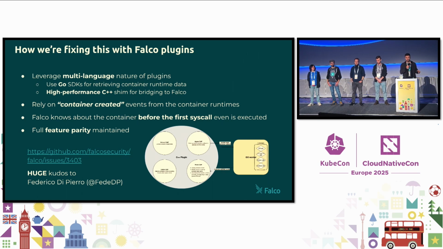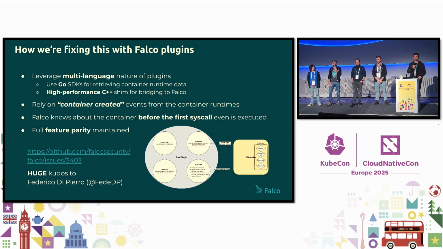The new plugin, which is about to be released very soon, connects to the container created events, which happen before the container started events. And so now Falco knows about the container even before seeing the first system call being executed by that process. And the same goes for when the container stops.